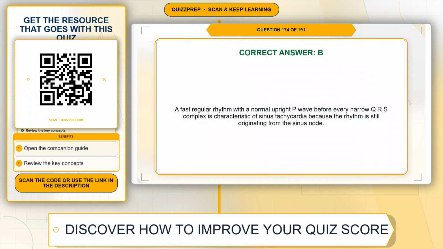Explanation. A fast regular rhythm with a normal upright P wave before every narrow QRS complex is characteristic of sinus tachycardia because the rhythm is still originating from the sinus node.